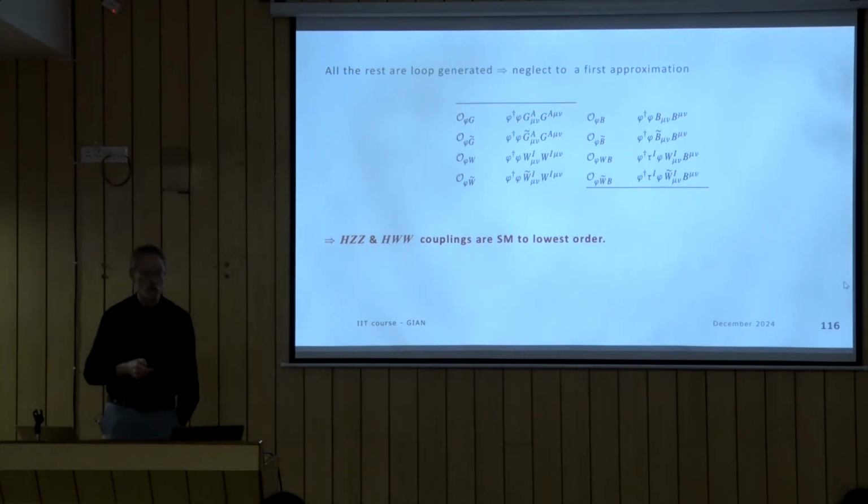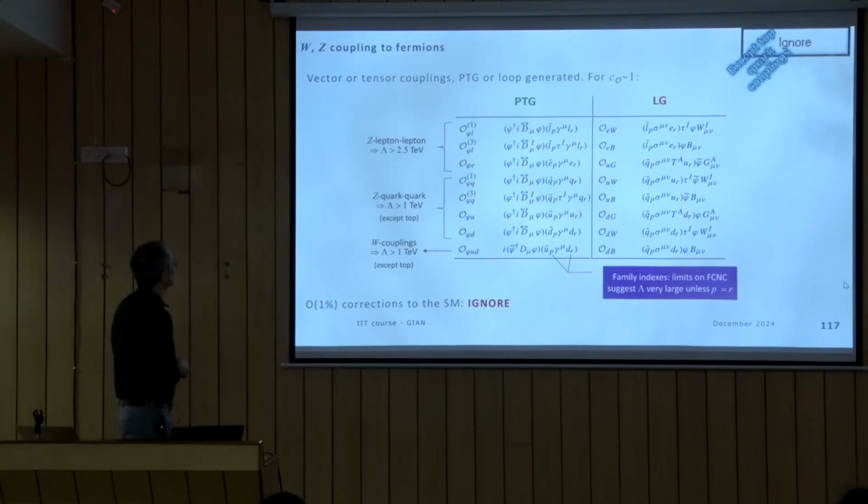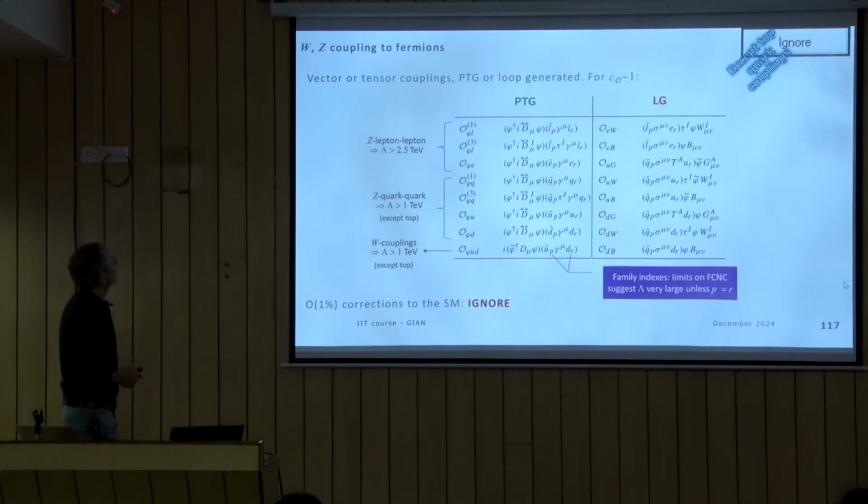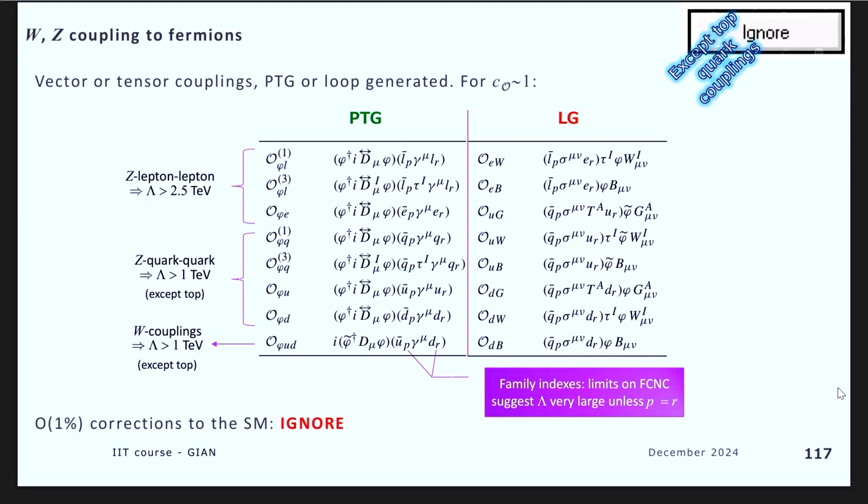Okay, we're done with group number 2. Let's go to the last one. Now there's the coupling of the W and Z to the fermions. There are many. These have a derivative acting on the leptons, on the quarks, and then there is this extra one that couples an up and down with a charge conjugate doublet here.